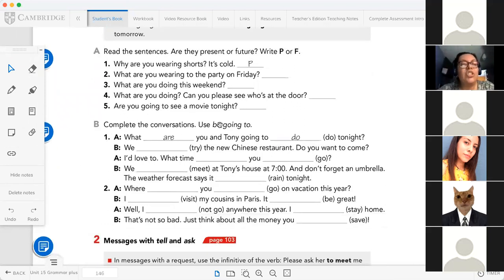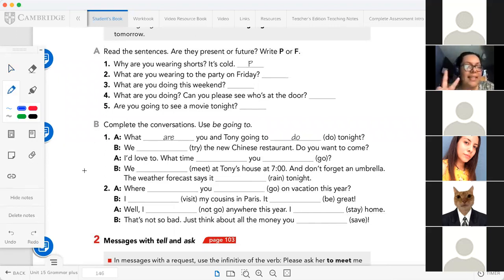Complete the conversations, use be going to. Okay, we have 2 conversations, but let's be rebels. Why not? To practice both things, let's work on the first one with present continuous, conversation 1, and going to for conversation 2. Capish? Going to, to give variety to this. All right, so present continuous exercise 1, going to conversation number 2.